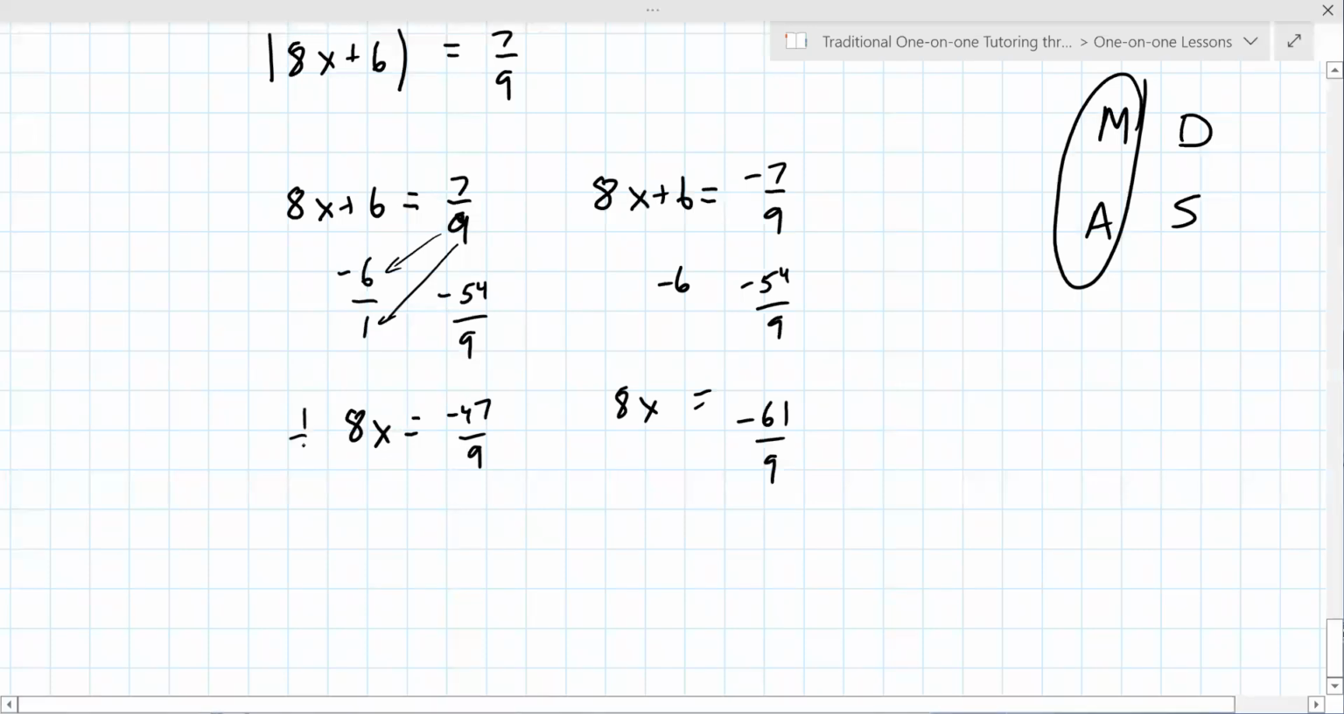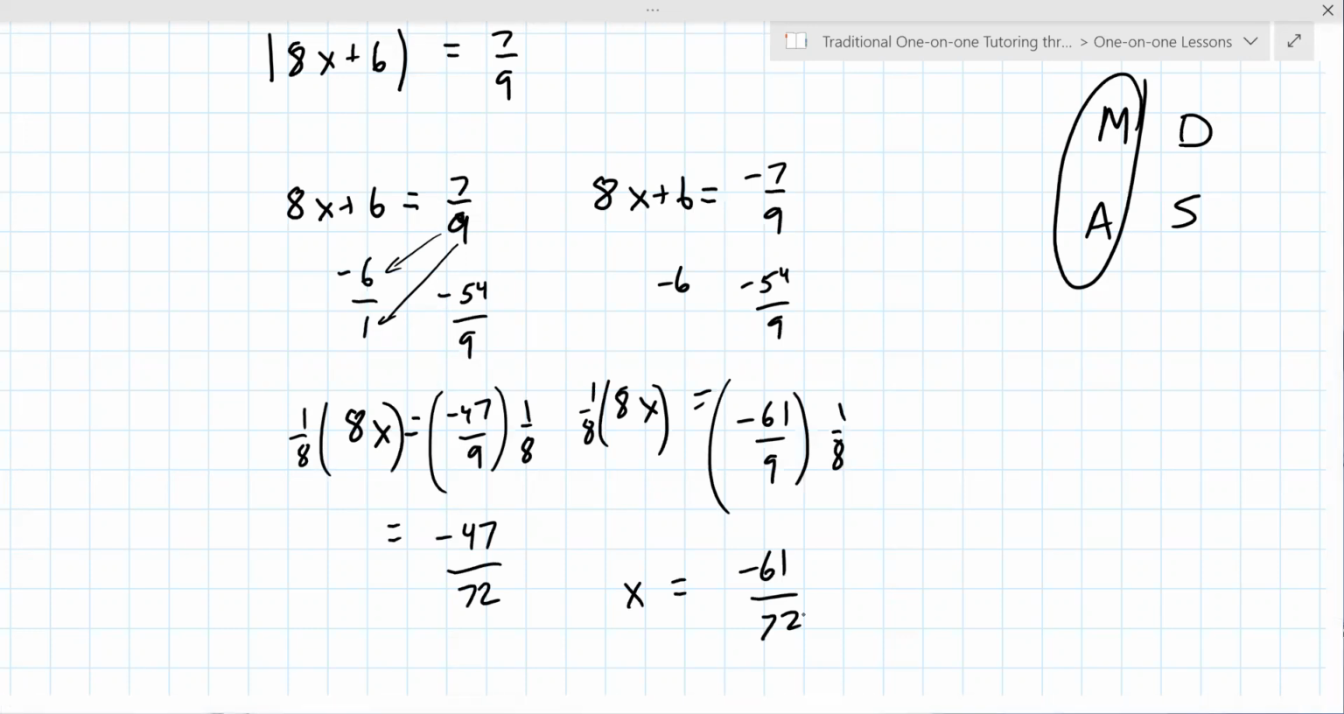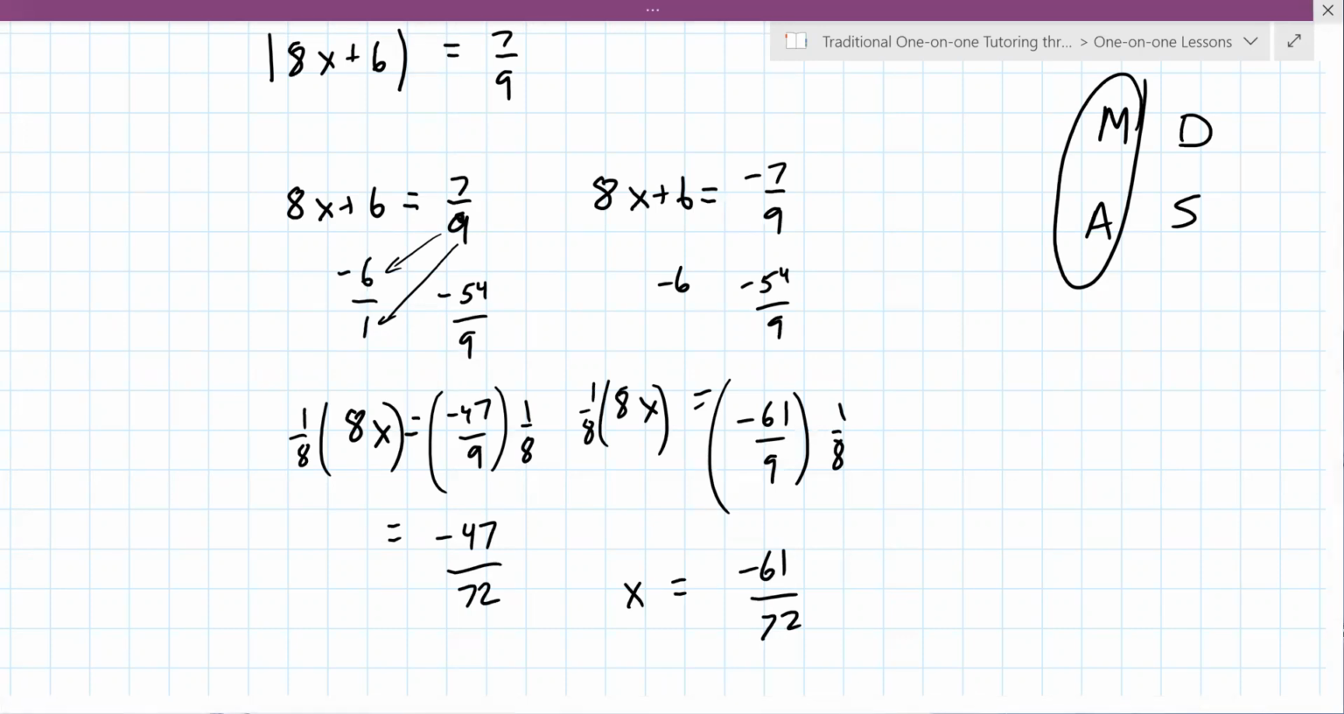So again, you multiply by 1/8. So it's negative 47 over 72. X equals negative 61 over 72. Okay. So if you were given this problem in a standardized test, you wouldn't get the fractions, but you've got to know how to do fractions because there will be a problem where you'll get some fractions. So that's why we're doing it like this over and over.